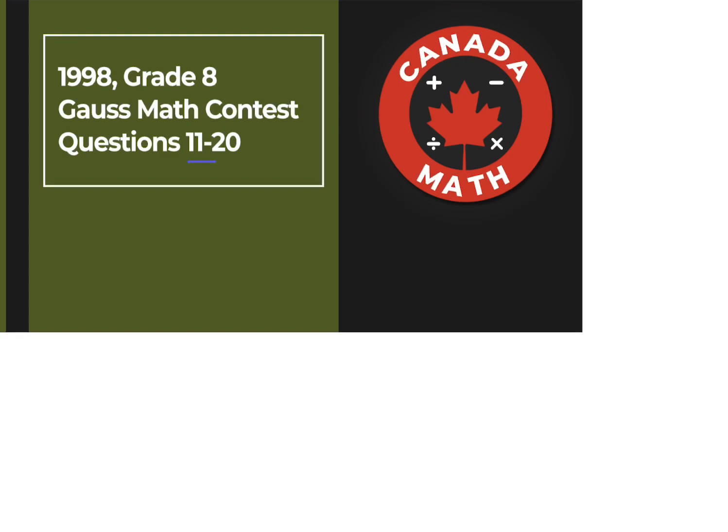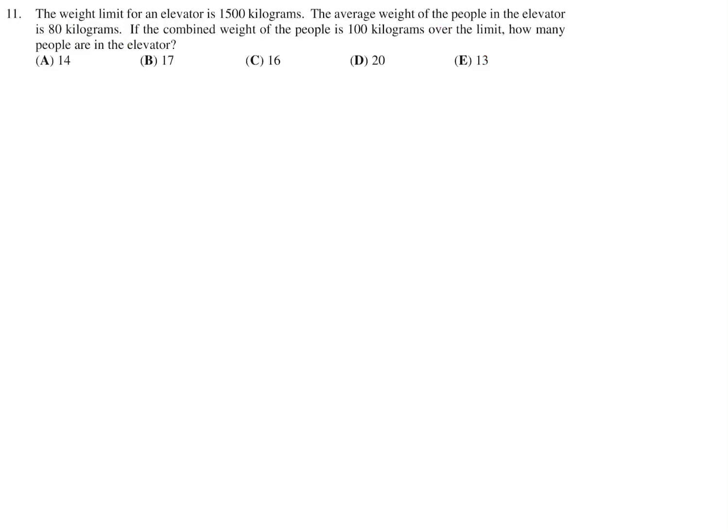Questions 11 through 20 of the 1998 Grade 8 Gauss Math Contest is what I will cover in this video. The weight limit for an elevator is 1,500 kilograms. The average weight of the people in the elevator is 80 kilograms. If the combined weight of the people is 100 kilograms over the limit, how many people are in the elevator?